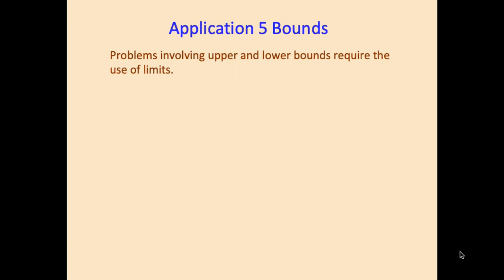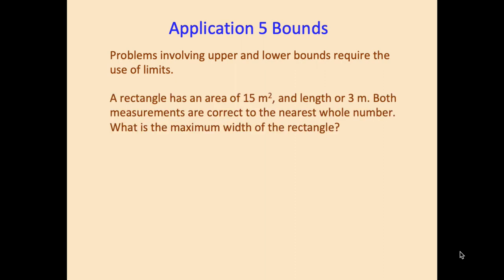And related to this are the problems involving bounds or accuracy. And these involve upper and lower bounds and require the use of limits. Here's a problem as an example. A rectangle has an area of 15 square meters and length of 3 meters. Both measurements are correct to the nearest whole number. What is the maximum width of the rectangle?